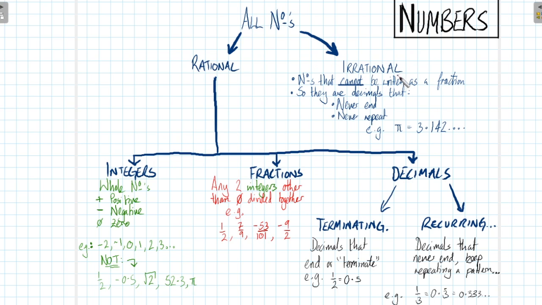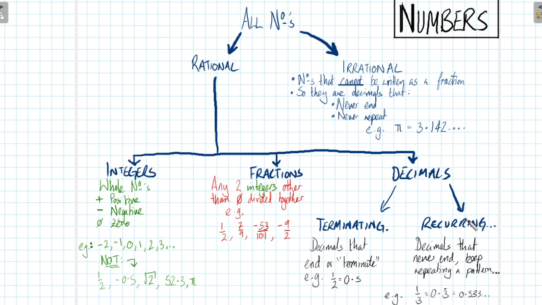So irrational numbers are numbers that cannot be written as a fraction. So we can't do this. We can't express an irrational number as a fraction. We can't ever get it into this form. It's just not possible. And so they're decimals, or they can only be expressed as decimals, or like pi, we just call it pi, and there's a symbol there to represent it. So we say that they're decimals that never end and never repeat.